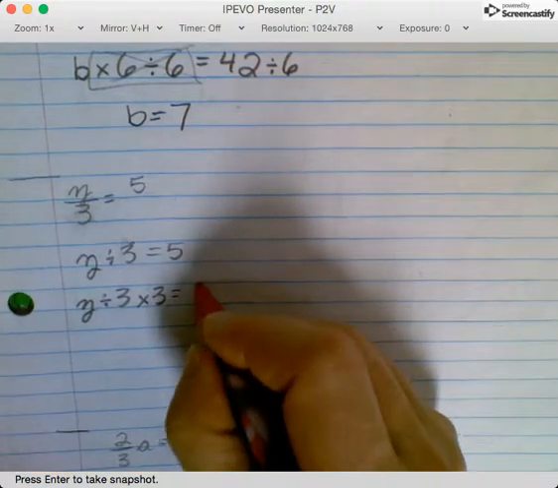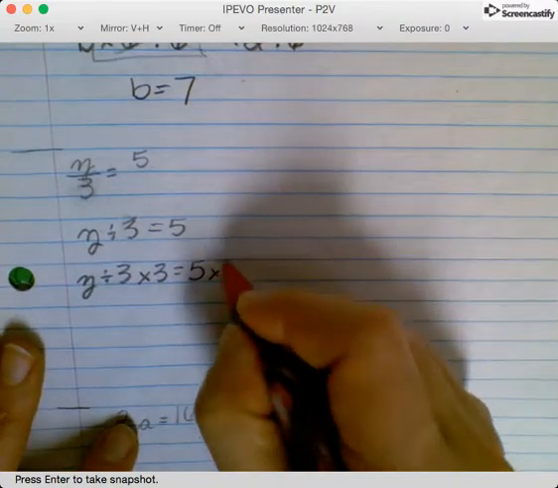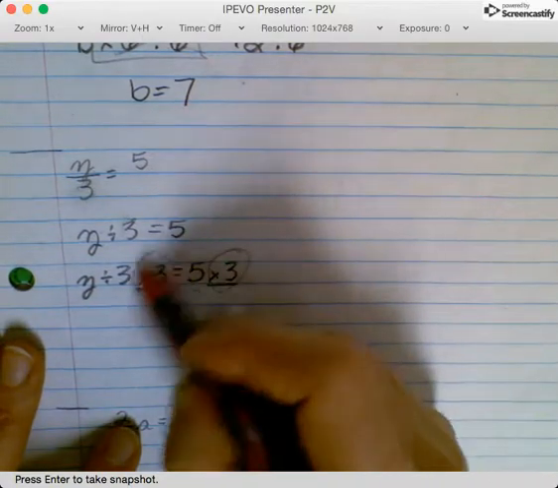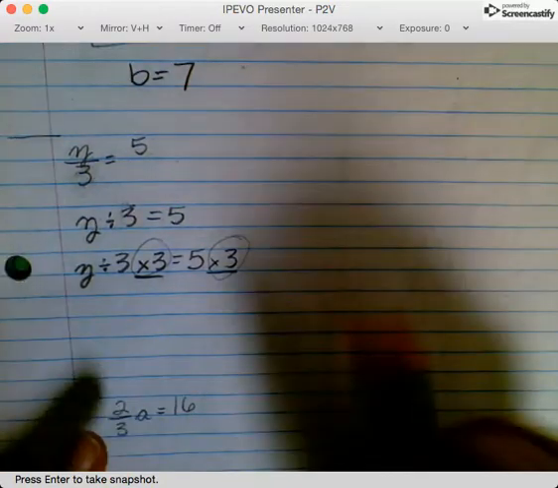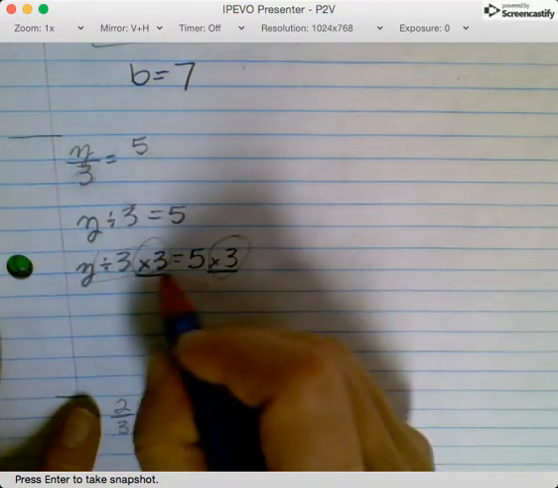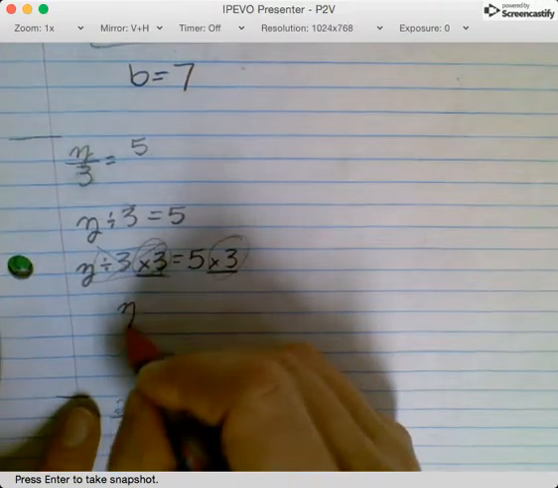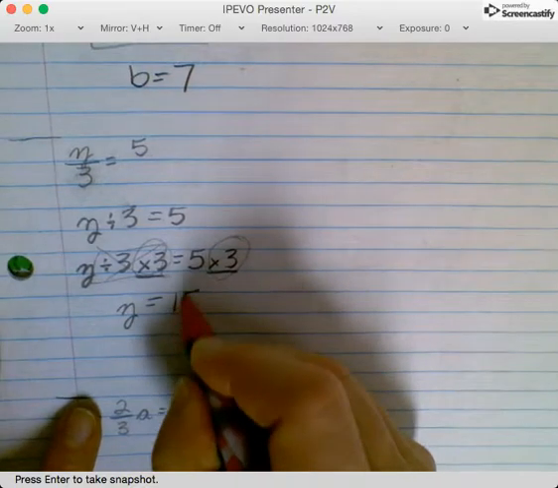And then that means that I have to put the multiplication on this side. So this is what I put in. Okay, those two balance each other out. I did the same thing to each side. This divided by 3 and times 3, they cancel each other out. You are left with z. And 5 times 3 is 15.